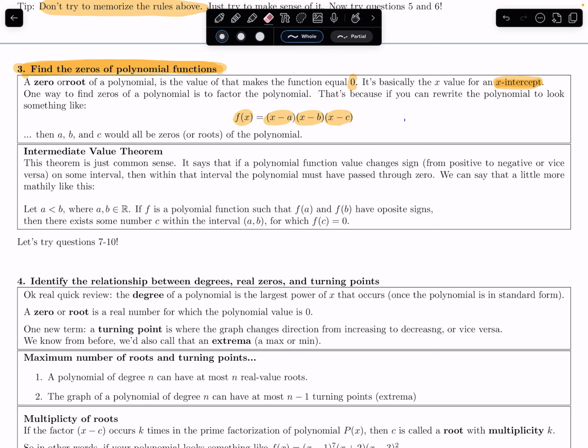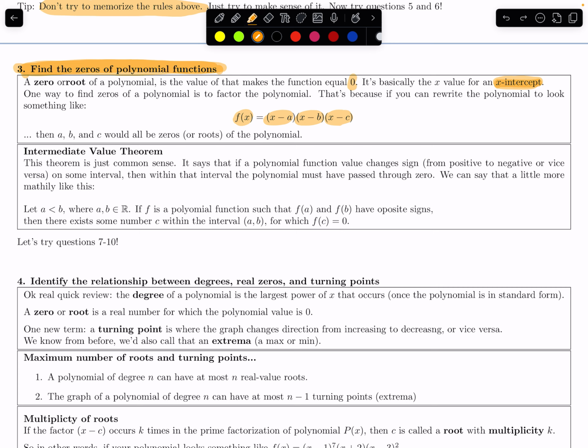Then, once you write it out like this, right? Then these are the things that make it 0, right? If x is a, then this factor would be 0, and you'd be multiplying something by 0. So if x was b, this would be b minus b, that's 0. Or if c, then c minus c, that's 0. So that means a, b, and c would all be the things that make it 0. So those are the roots of the polynomial. And these are real roots because we're assuming these are real numbers. That's basically how you do it. So you factor it, and it tells you what the roots are.